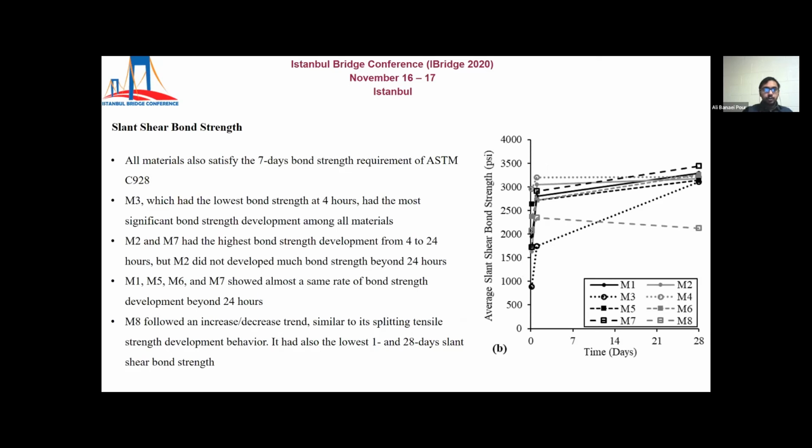M3, which had the lowest bond strength at 4 hours, had the most significant bond strength development among all materials. M2 and M7 had the highest bond strength development from 4 to 24 hours, but M2 did not develop much bond strength beyond 24 hours. M1, M5, M6, and M7 showed almost the same rate of bond strength development beyond 24 hours. And M8 followed an increase and then decreased trend similar to its splitting tensile strength development behavior. It also had the lowest 1 and 28 day slant shear bond strength.